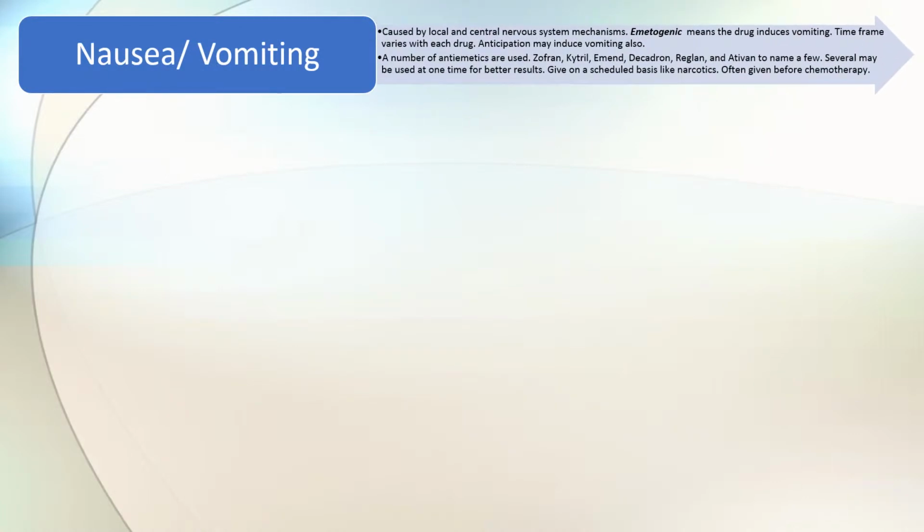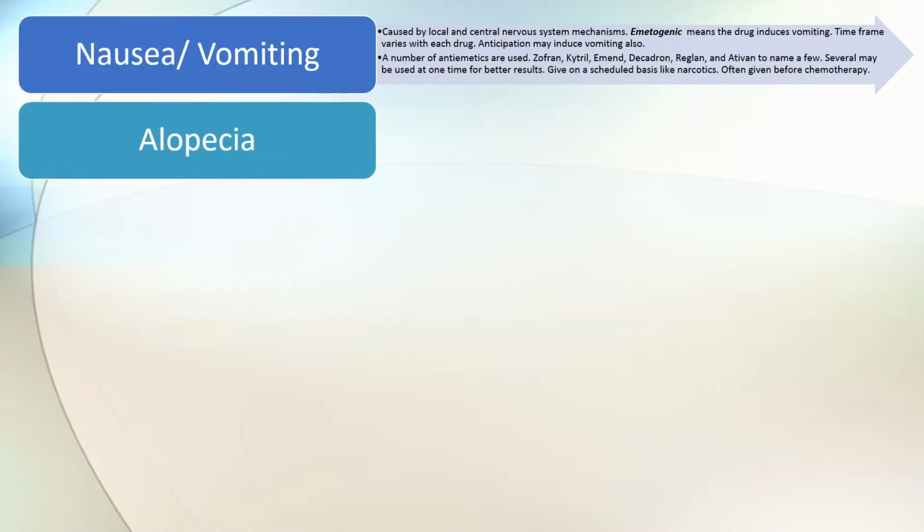Some other side effects include nausea and vomiting. This is caused by local and central nervous system mechanisms. Emetogenic means that drug induces vomiting. Time frame varies with each drug. Anticipation may induce vomiting also. A number of antiemetics are used like Zofran, Kytril, Emend, Decadron, Reglan, and Ativan, just to name a few, and several may be used at one time for better results. You want to give on a scheduled basis like narcotics, and it's often given before chemotherapy.